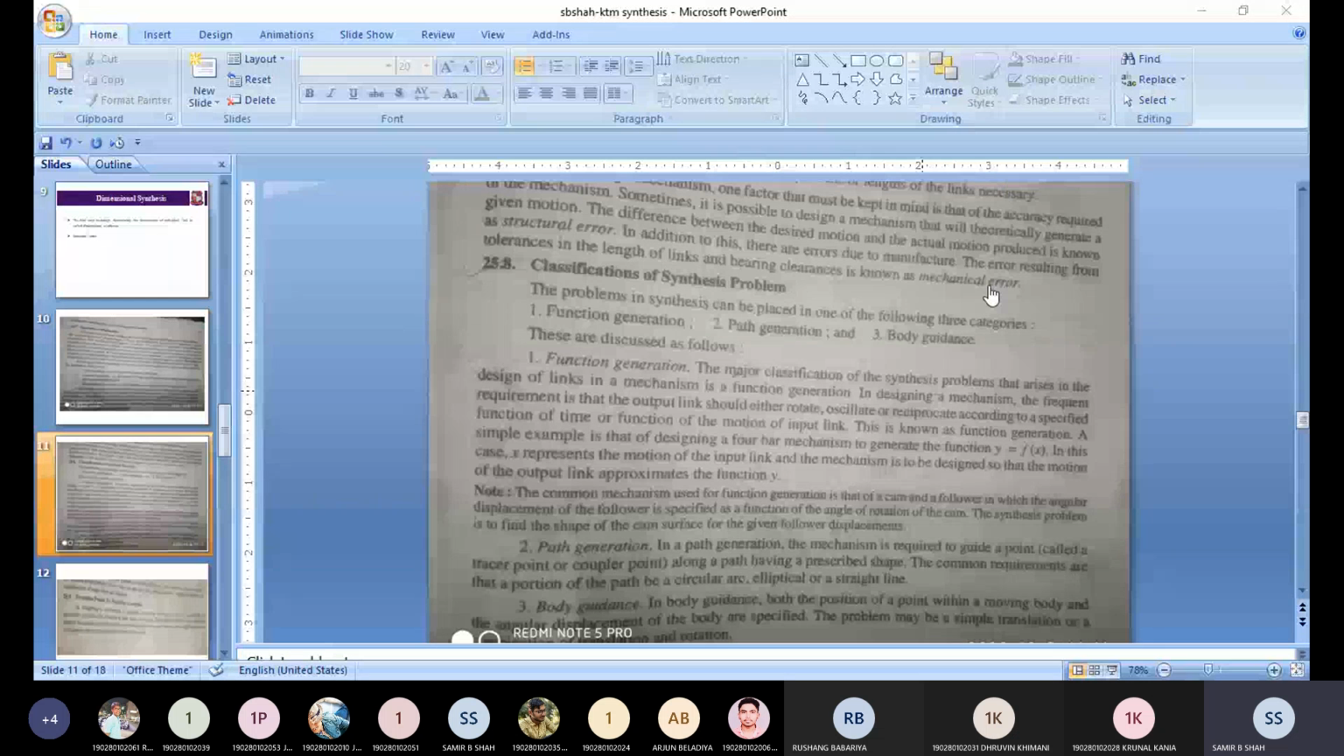So these are the basics regarding classification and types of synthesis that we discussed today: the difference between analysis and synthesis, importance of synthesis, types and applications of synthesis, and classification of synthesis, which may be divided into three parts: function generation, path generation, and body guidance. In the next lecture, we will start with Chebyshev's equation, and based on that equation we will solve examples. We will also solve an example on graphical synthesis of a four-bar mechanism.